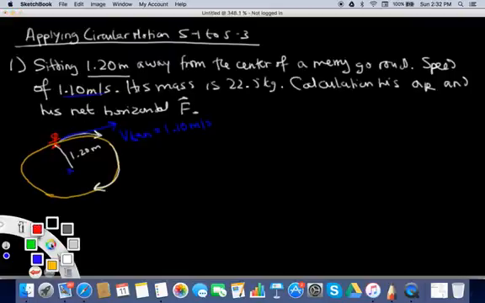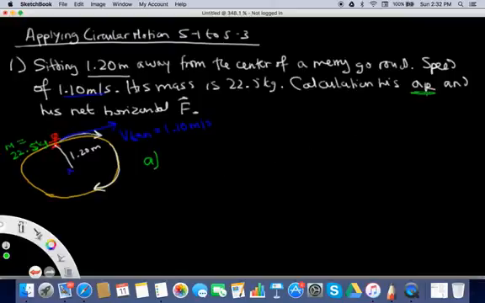And this kid's mass is 22.5 kilograms. So we drew all the information onto our diagram, and now we're left with calculating. The first thing we have to calculate is his centripetal acceleration.